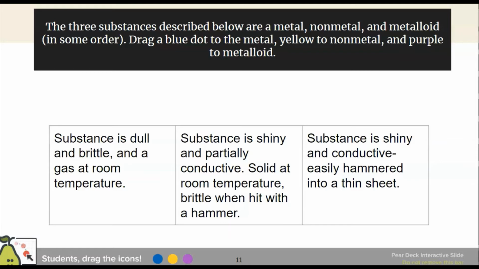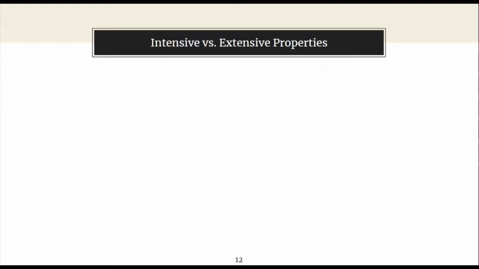Okay, so the first one, the substance is dull and brittle. Those are both nonmetal properties, and a gas at room temperature is also likely to be a nonmetal, so the evidence would suggest that the first substance is a nonmetal. The second says the substance is shiny, which is a metal property, and partially conductive. Solid at room temperature could really be either. Brittle when hit with a hammer is a nonmetal property. So it looks like this has a mixture of metal and nonmetal properties, so our best guess would be that the second one is a metalloid. And the last one, it's shiny and conductive, easily hammered into a thin sheet, which is malleability. Those are all metal properties, so the last one is a metal.